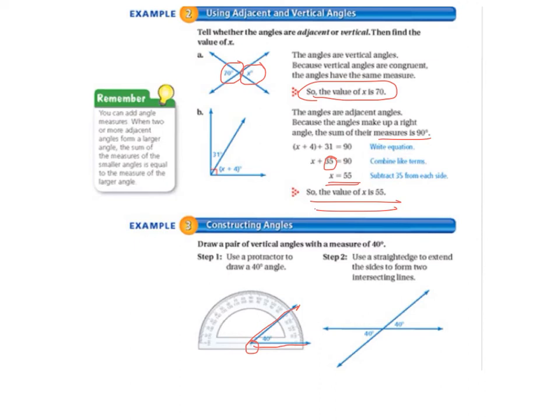And then it says use a straight edge to extend the sides to form two intersecting lines. So all you do is extend the horizontal line and then the slanted line, so you end up with a sort of sideways X. So since you know that the measure of the angle that you drew with the protractor is 40 degrees, then you know that the measure of the angle opposite that is also 40 degrees.